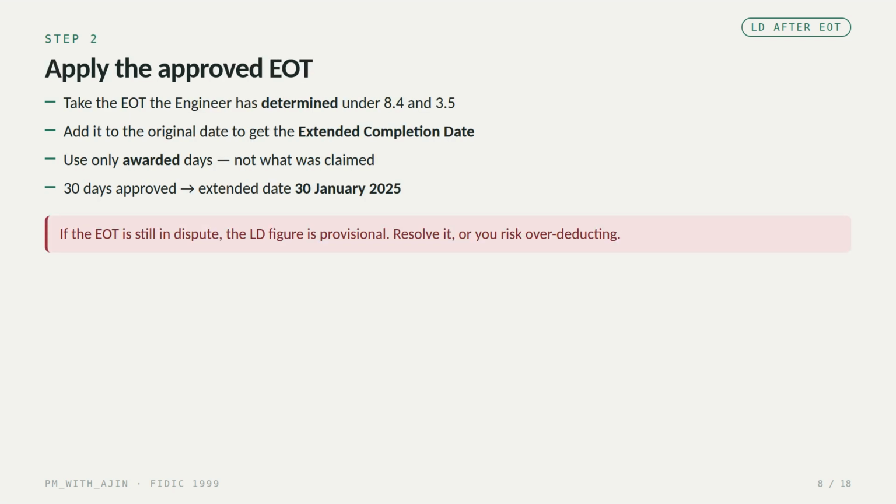Step 2. Apply the approved EOT. Take the extension the engineer has actually determined under subclauses 8.4 and 3.5 and add it to the original date to get the extended completion date. And be careful here: use only the days that were awarded, not the days that were claimed. 30 days approved gives us an extended date of the 30th of January 2025. If the EOT is still in dispute, your LD figure is only provisional. Resolve the extension, or you risk over-deducting.